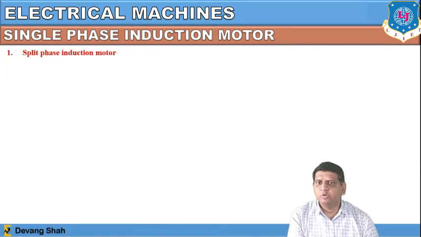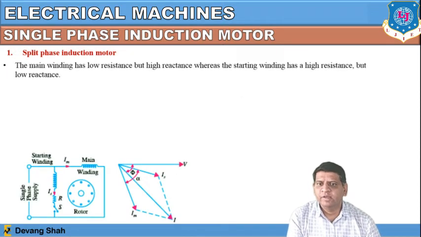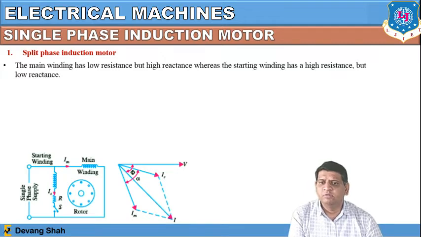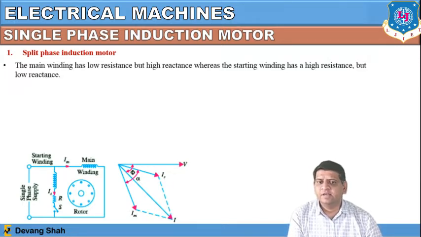If we talk about the split phase induction motor, you can see there is an arrangement of the rotor and a main winding, and perpendicular to it a starting winding. Once you apply the single phase supply, there are two currents: IM flowing through the main winding and IS flowing through the starting winding. Because of this, a resultant current is created in this direction. You can see this phasor diagram.